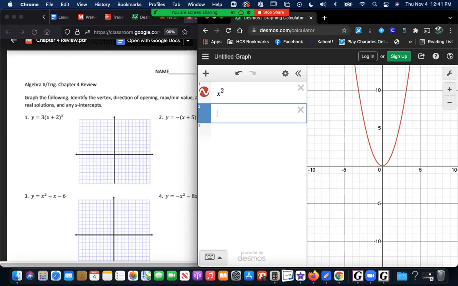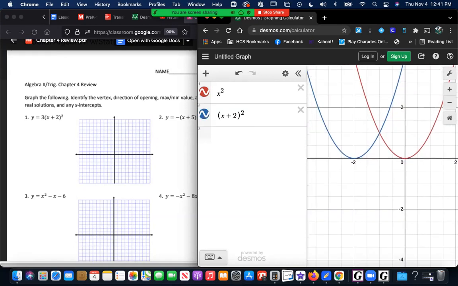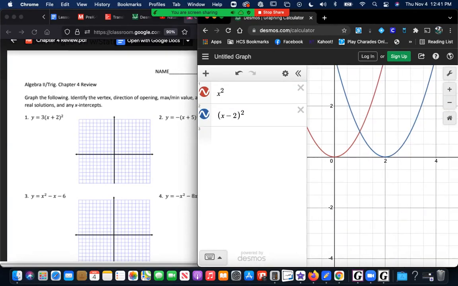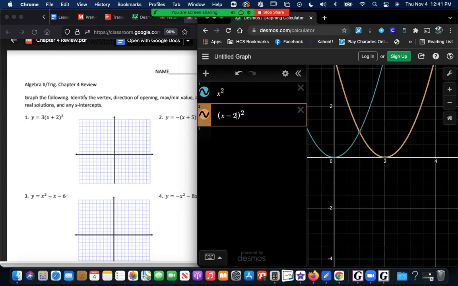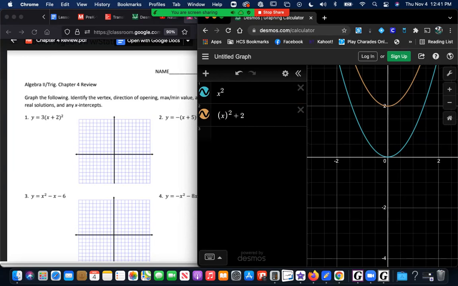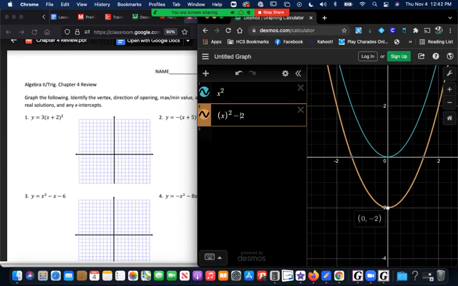Okay. Now, check this out. If you are going to add on the inside of this, like (x + 2) squared, that means you're shifting to the left 2 units. So if you add on the inside, you shift to the left 2 units. If I was to subtract on the inside, I would move to the right 2 units. Everybody see that? So you're shifting left or right by adding or subtracting on the inside. If you add on the outside, that will shift you up 2 units. Or if you are subtracting on the outside, that will shift you down 2 units.